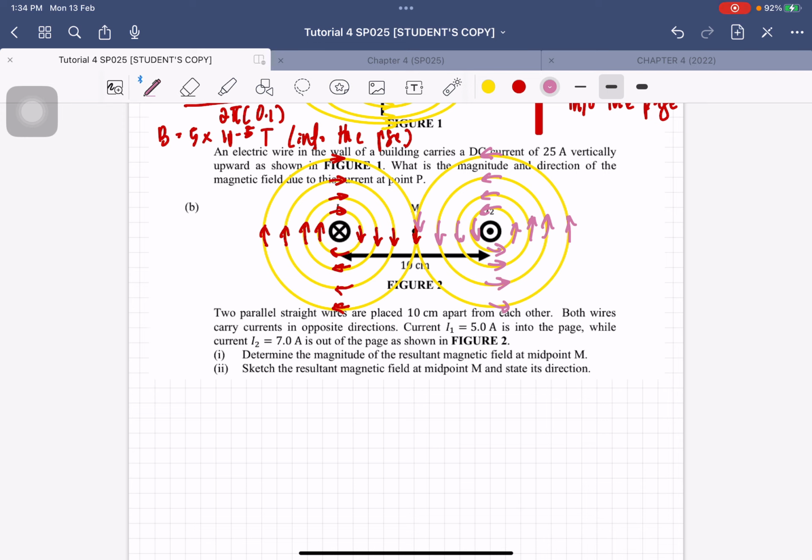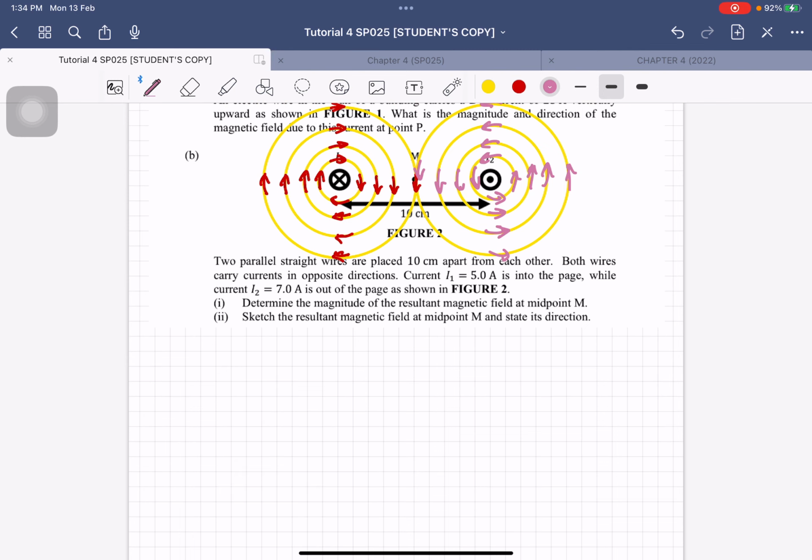And then lepas tu kita akan draw the resultant ataupun the magnetic field punya direction at point M lah. Okay, so sekarang ni at point M, this is our point M. So what is happening at point M? We know that the magnetic field for wire 1, just let me see first. It's gonna be pointing downwards, okay? So it's gonna be pointing downwards.